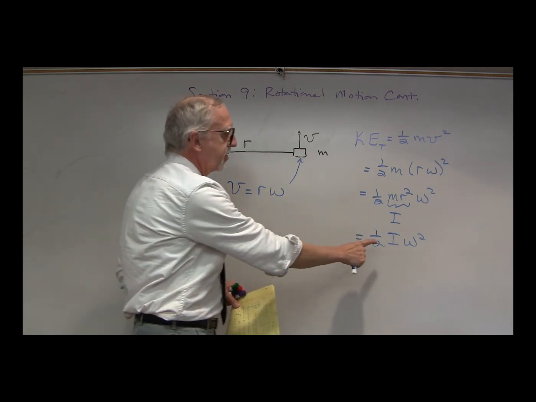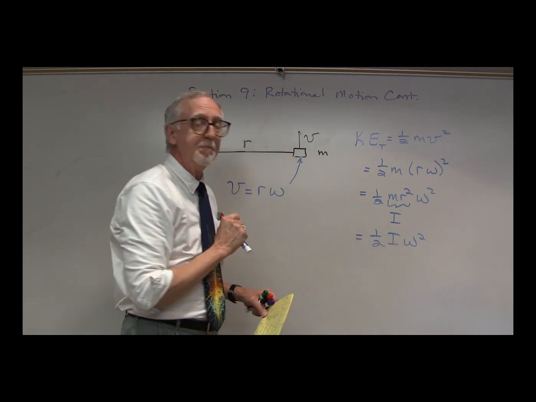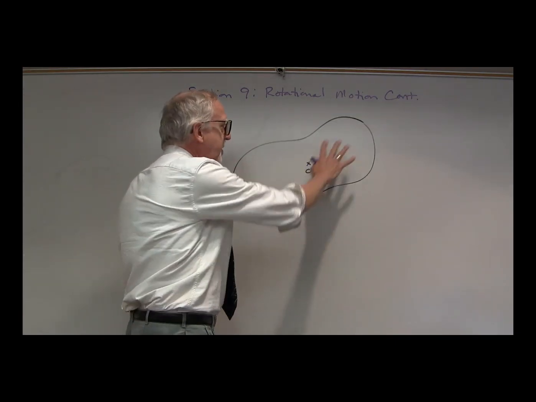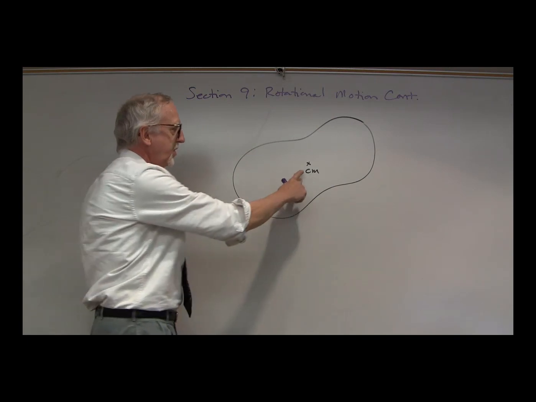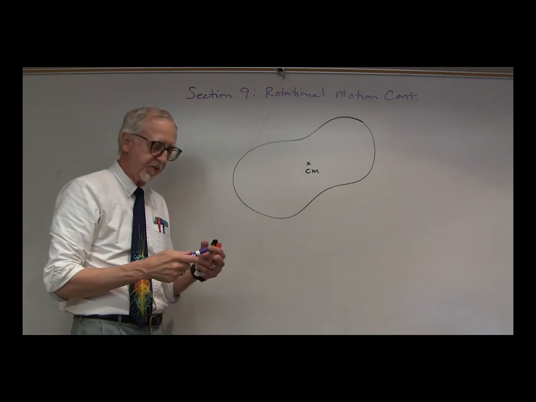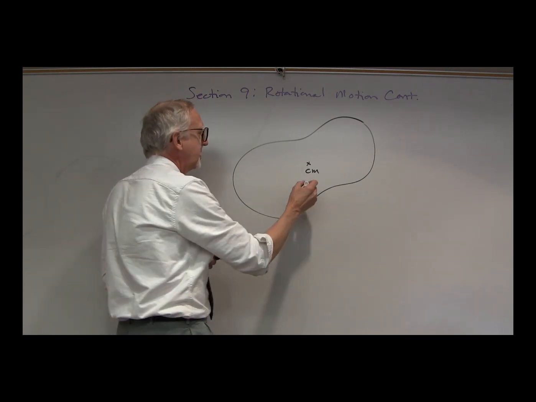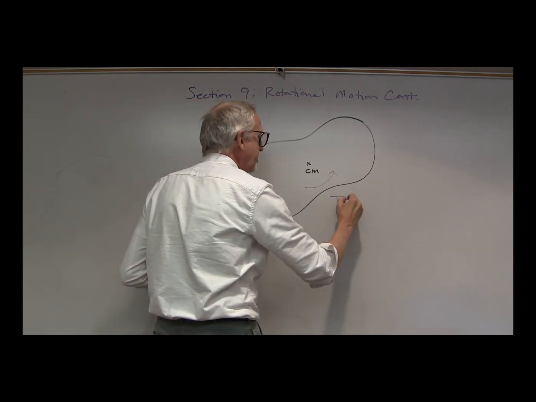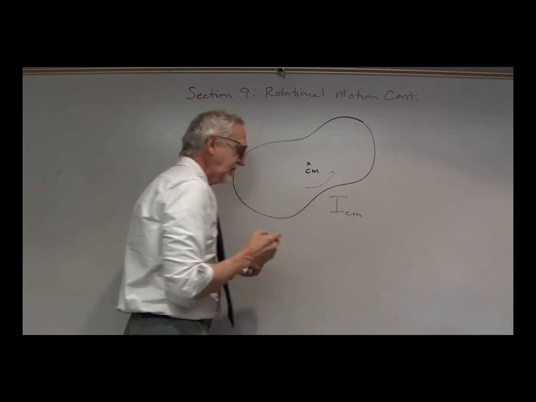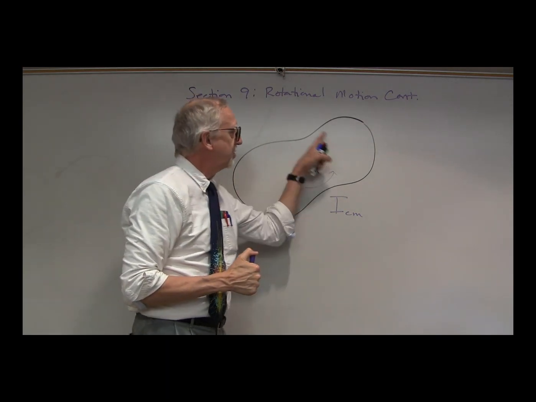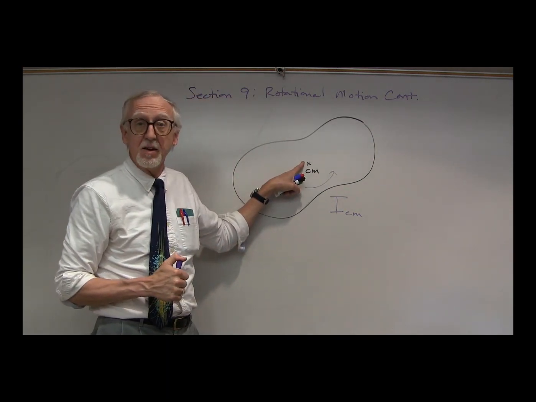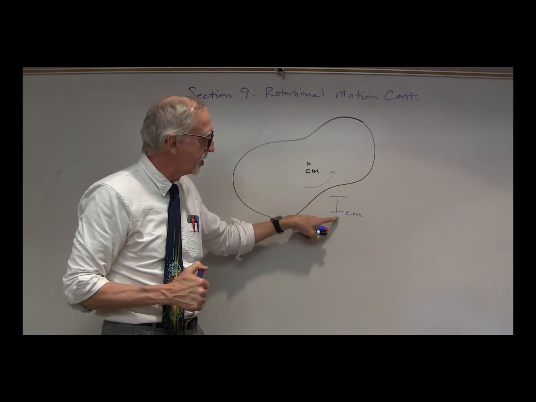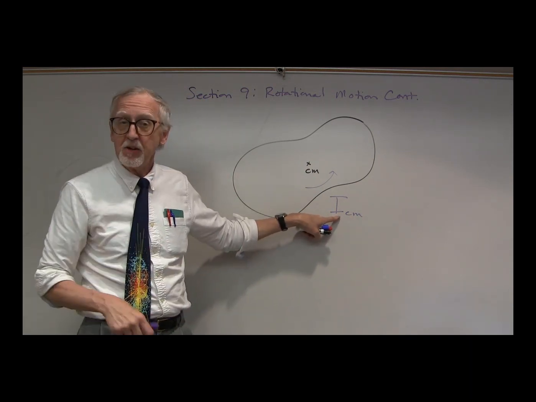There's one more thing I want to say about moment of inertia. Let's imagine we have some extended object with a center of mass. Let's say it's there. And when we rotate this object, or when we try and rotate it, it has a moment of inertia. I'll call it ICM. In other words, when we try to rotate it about its center of mass, the moment of inertia is ICM. In other words, the center of mass moment of inertia.